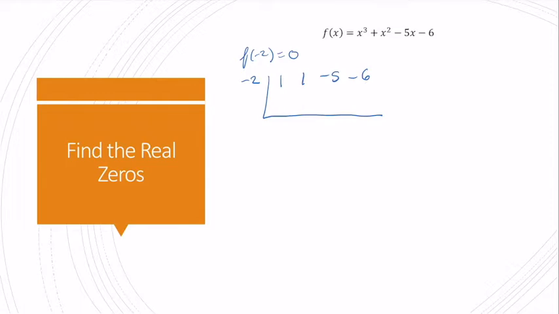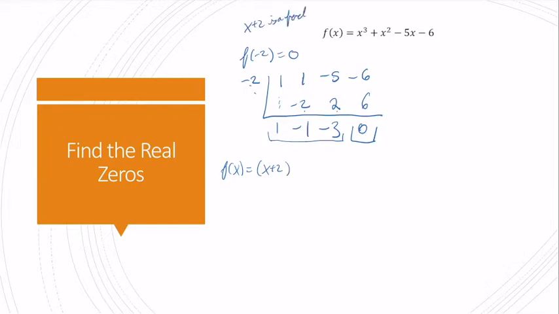So I'm going to pull down this 1. Negative 2 times 1 is negative 2. 1 and negative 2 is negative 1. Negative 2 times negative 1 is a positive 2. Negative 5 and 2 is a negative 3. Negative 2 times negative 3 is 6, and the remainder is 0, just like we found, right? So I'm left with this trinomial. So I know x plus 2 is a factor, because that's x minus a negative 2. I'm left with x squared minus x minus 3.